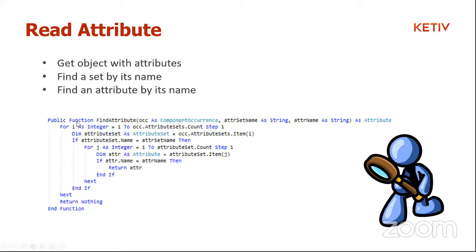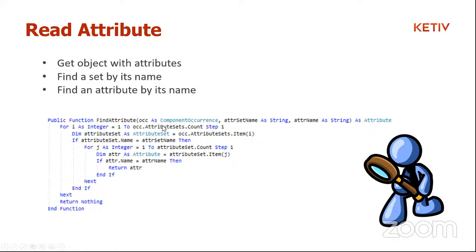So here, once again, I dropped this into a function, but first we need to get the object with the attributes, and then we need to find the set by the name that we're looking for, and then find the attribute by its name. So I've built this into a function that can go through all the different attribute sets in an occurrence and grab one that matches the set name and attribute name. So you'll notice we pass in an occurrence, the thing we want to grab the attribute off of, and we're going to for loop through each of the attribute sets on that occurrence.